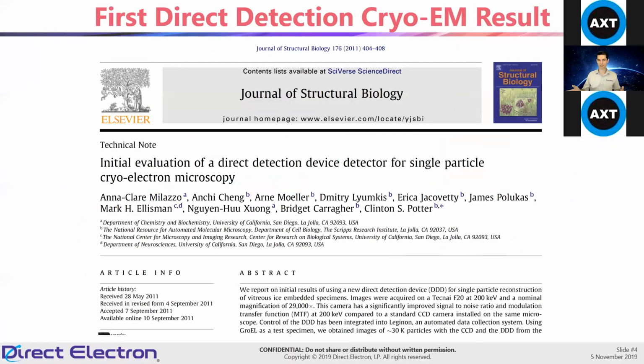So the very first direct detection paper was back in 2011. This was in JSB, and this came from Bridget Carragher. So this is the very, very beginning of it, and this is using a DE12 on an FEI Tecnai F20.